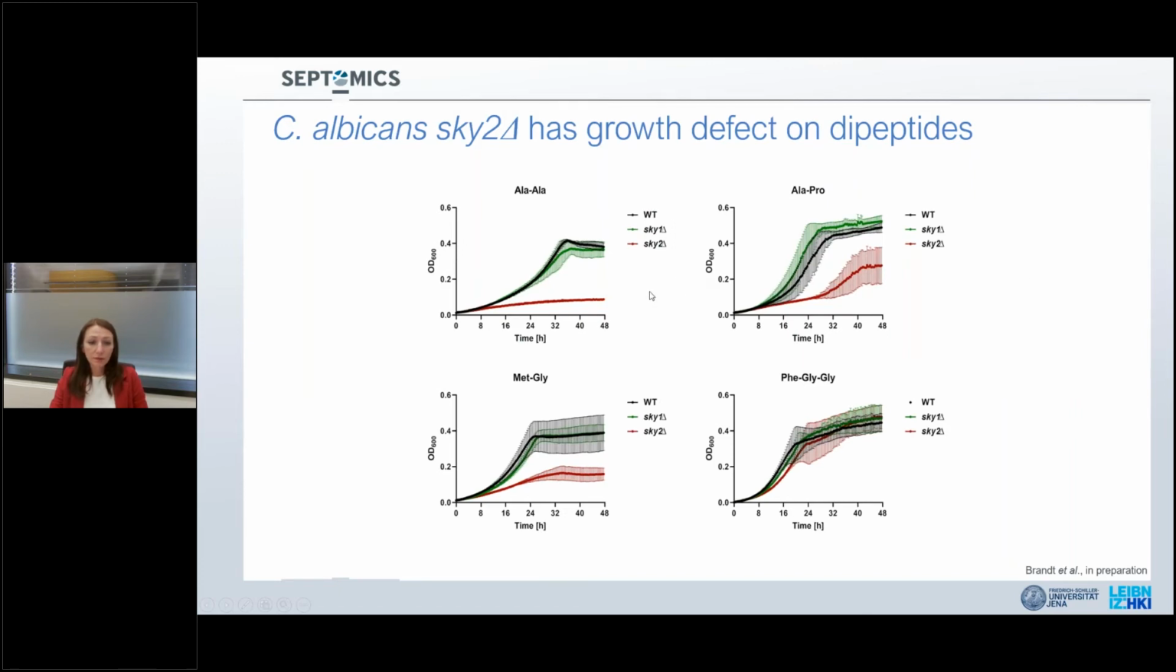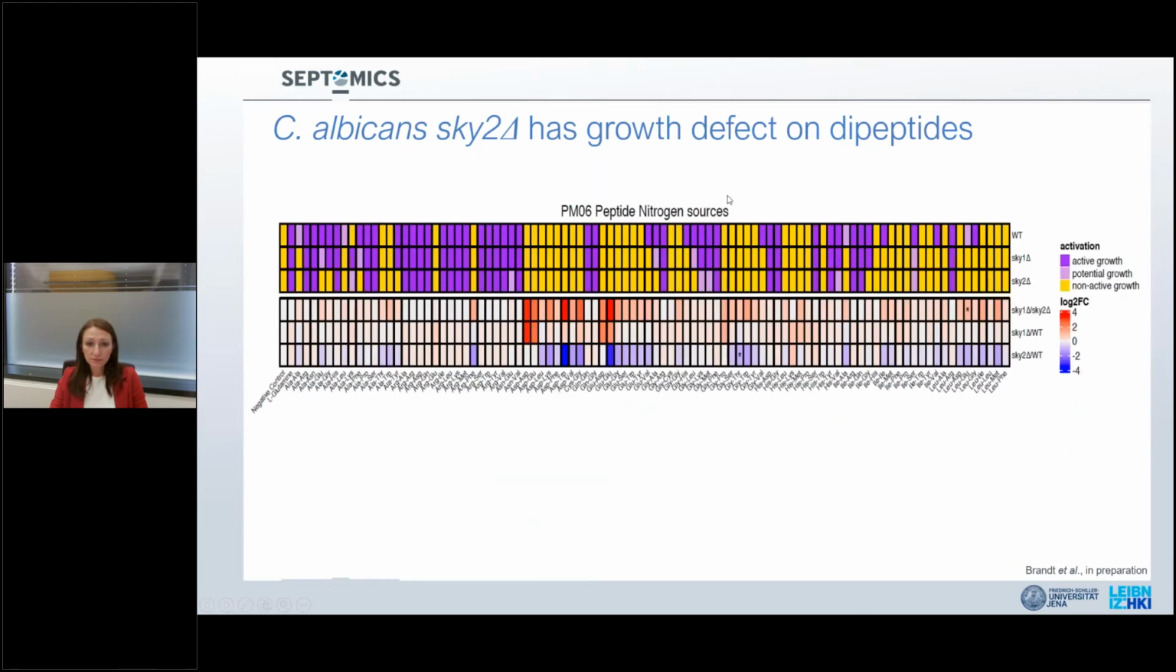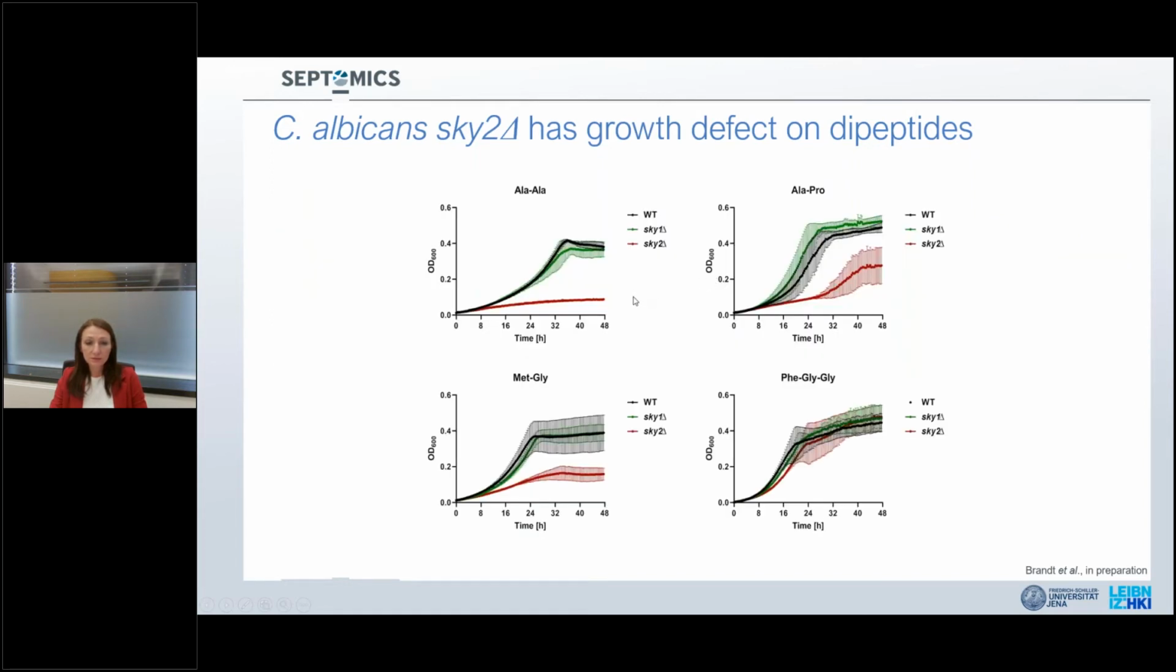So we also verified these phenotypes for SKY2 as being defective in growth on various dipeptides, and we selected several dipeptide combinations, and we also used a tripeptide to compare the data. And we essentially were able to validate the phenotypic microarray data that the SKY2 mutant fails to grow on various dipeptide combinations compared to the wild type or the SKY1 mutant, but no effect was seen on tripeptides.